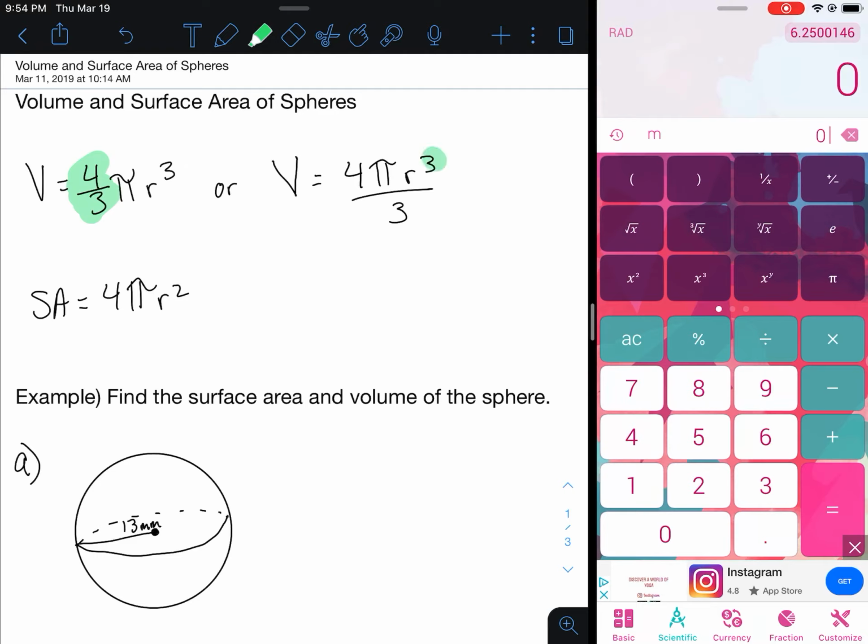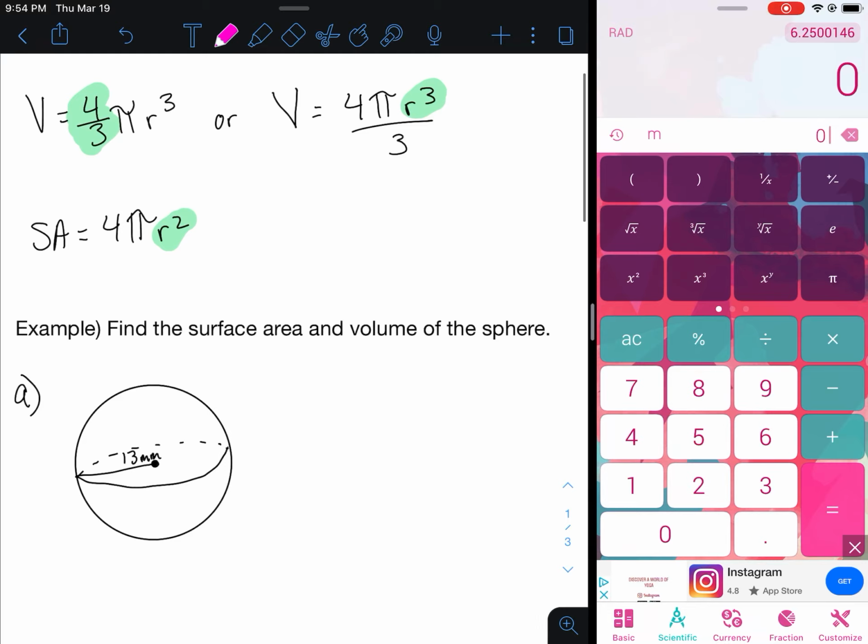Remember also, you have to cube or do exponents first. The order of operations says parentheses, exponents, then multiplication, then division. The same thing is true when we are looking at the surface area, 4 times pi times your radius squared. So when we are looking here at letter A, we have a sphere with a radius of 13. So it says find both the surface area and the volume.